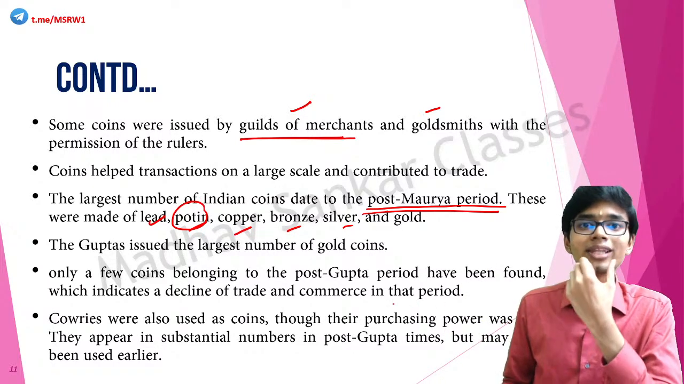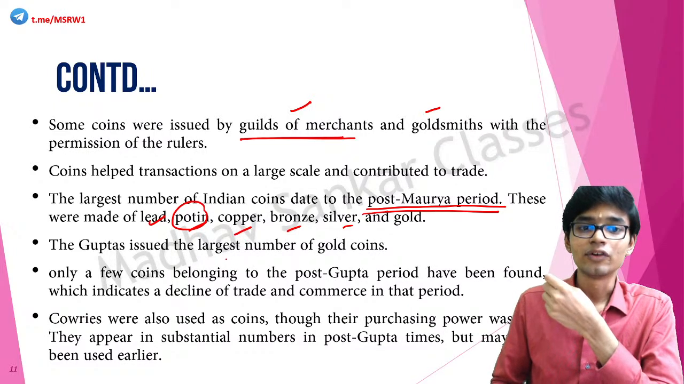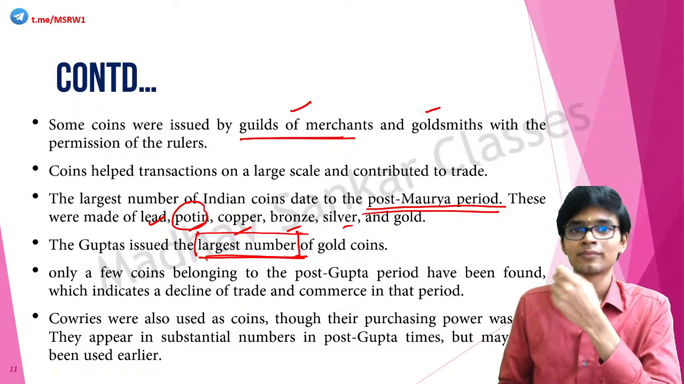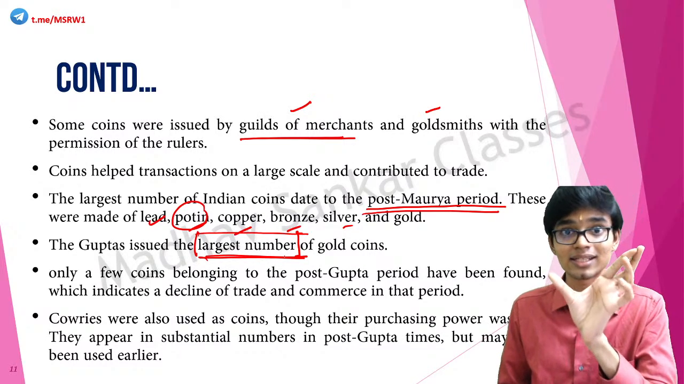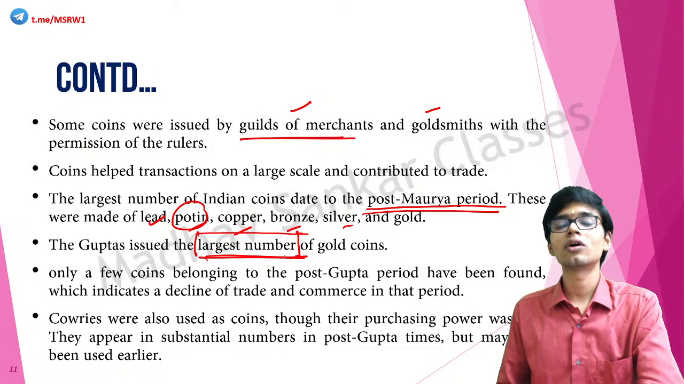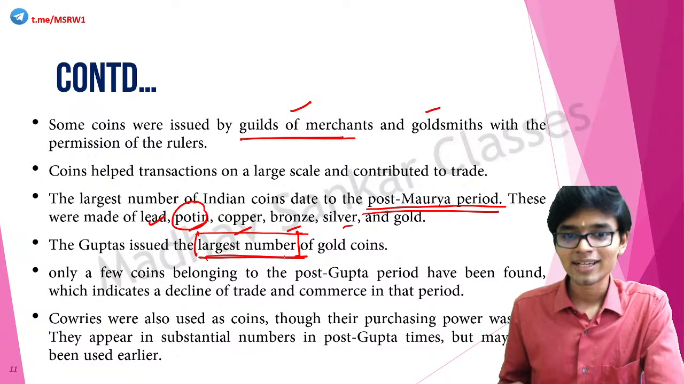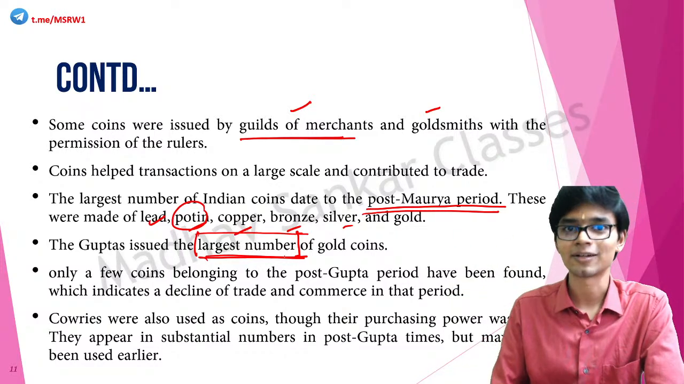Okay, and among all the major Indian dynasties in ancient India, the Guptas were the ones who issued the largest number of gold coins. Largest number, very careful. I'm not saying the highest purity of gold coins. I'm only saying the largest number. Highest purity of gold coins in ancient India has been issued by, any idea? I think most of you already know the answer. So if you know the answer, put it in the live chat.